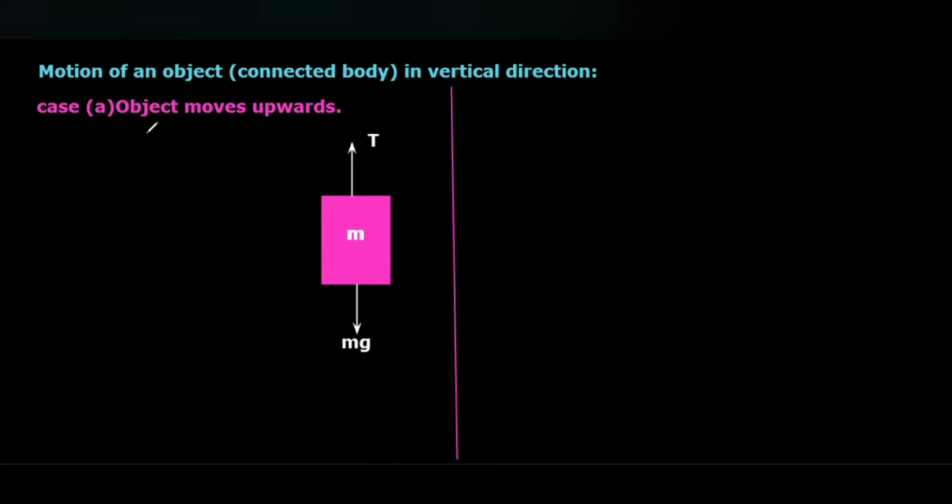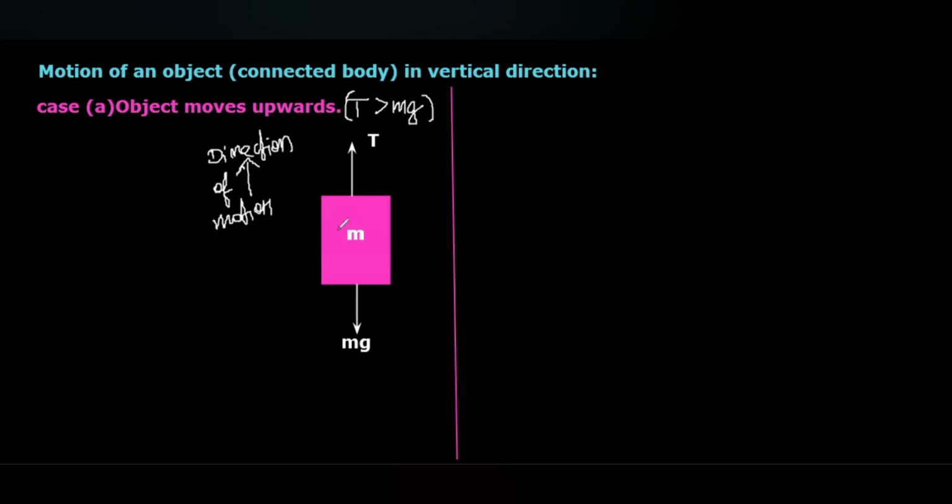If the tension which acts on the body is greater than the weight of the body, then the object will move upward. That means this will be the direction of motion. When the tension in the string is more than the weight of the object, then the object will move upward.